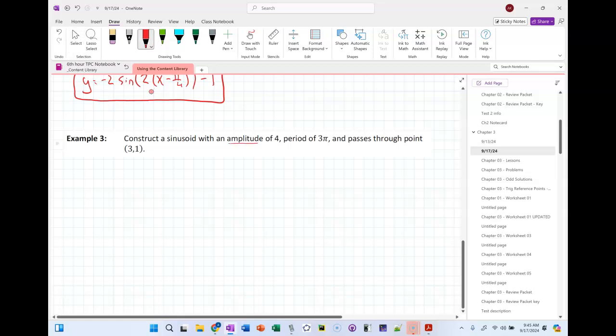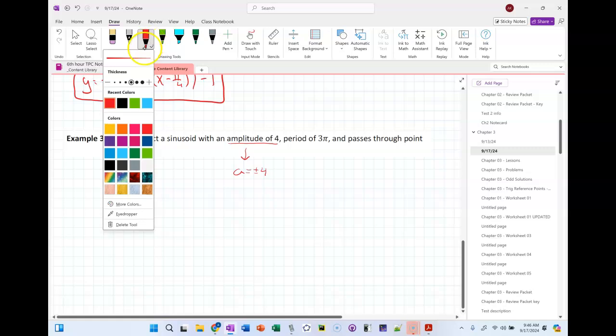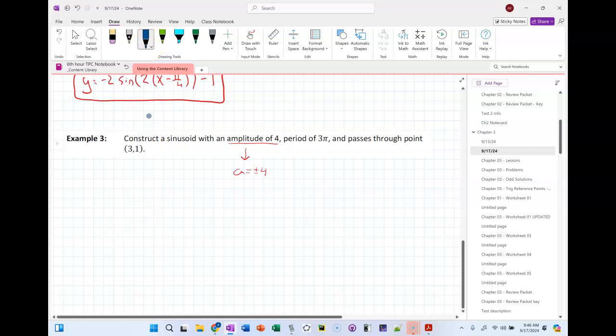So the amplitude of 4, that gives me what? What does that tell me about A, C, H, or K? Great. The A is plus or minus 4. The period of 3 pi, what is that going to tell me? It's what I'm going to use to find C. So to do that, I'm going to say 3 pi equals 2 pi times the absolute value of C.